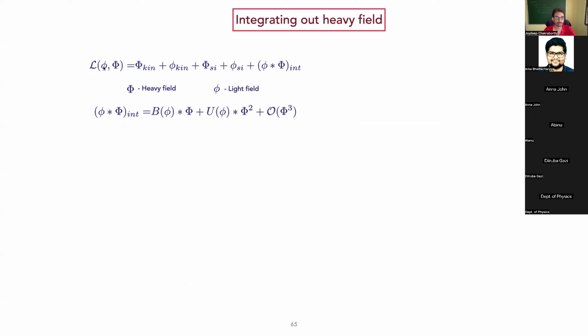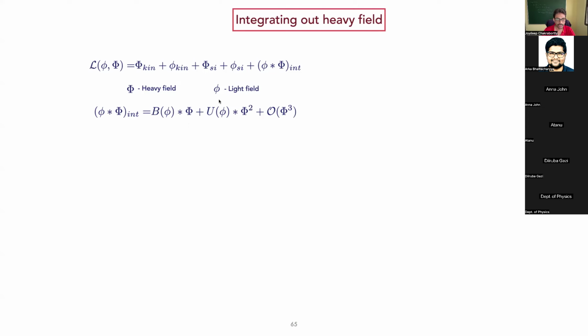Let's consider some UV Lagrangian, which is written in this particular format, and consider capital phi as your heavy field and small phi as the light field. And you have the capital phi kinetic term, you have the small phi kinetic term, and this is the capital phi self interaction, for example, phi^4 kind of thing, and small phi self interactions. And then you have the interaction term where you have both the small phi light field and the heavy field. And you can rewrite that quantity in this particular format where it can be linear in the heavy field and all the other coefficients are basically functions of the light field.